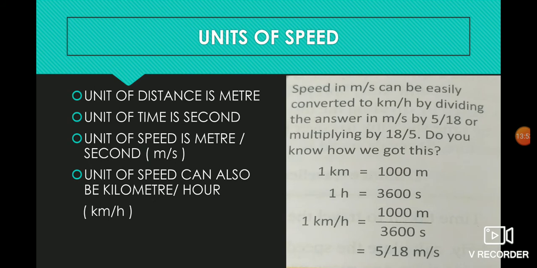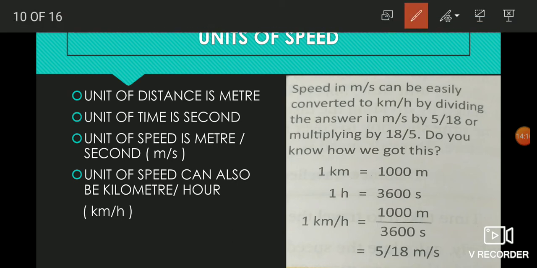Let us move on to the units of speed. Whenever you measure a quantity, you need to have the units. So what is the formula? The formula is speed is equal to distance by time, or S is equal to D by T. The distance can be measured in meters. The time is measured in seconds. So one of the units of speed is meters per second.